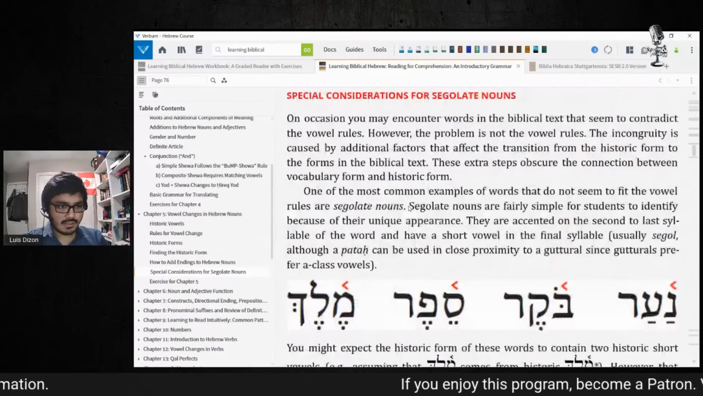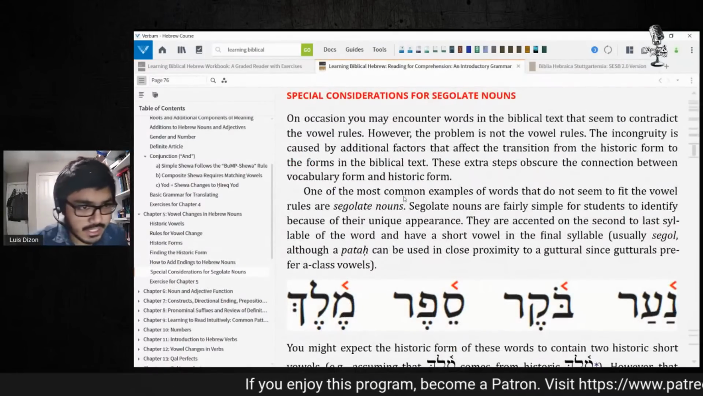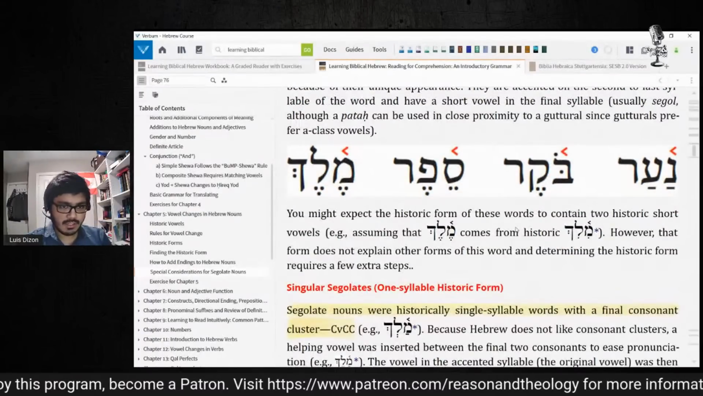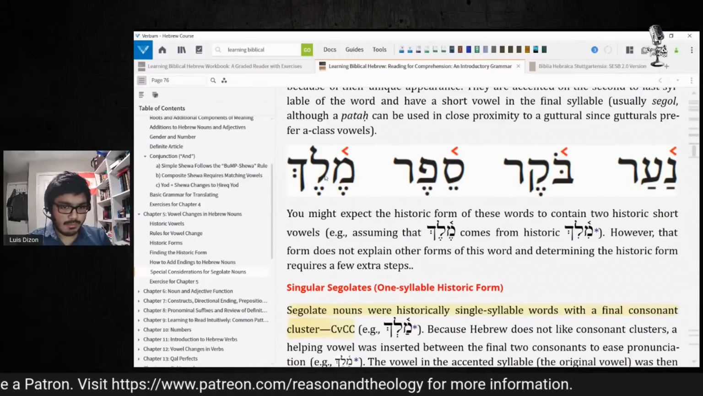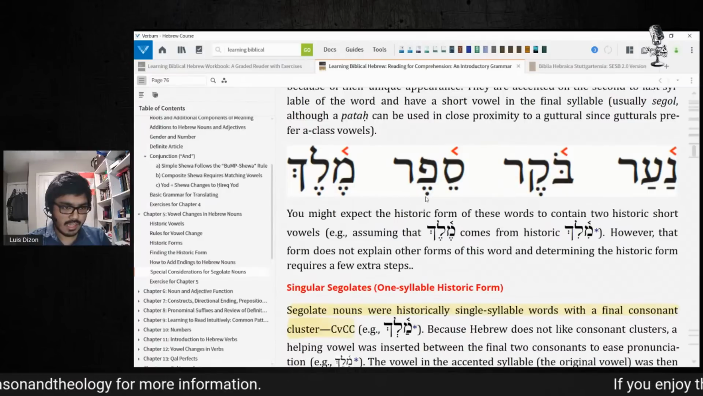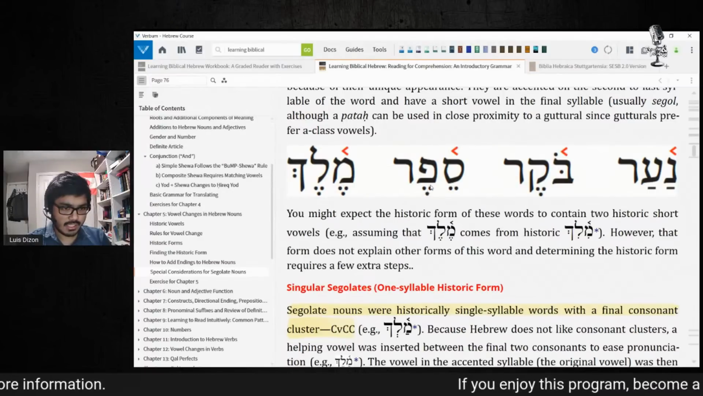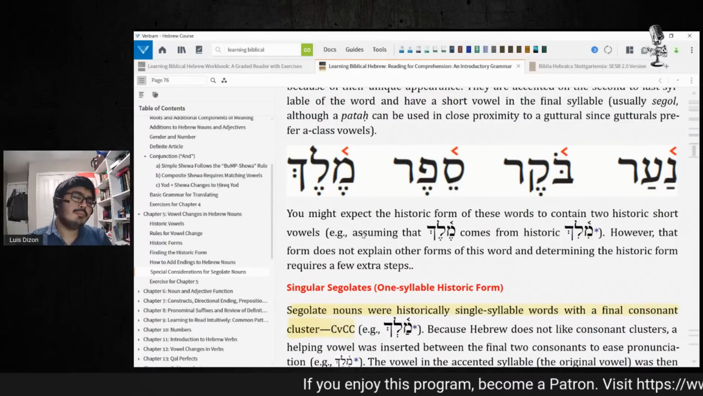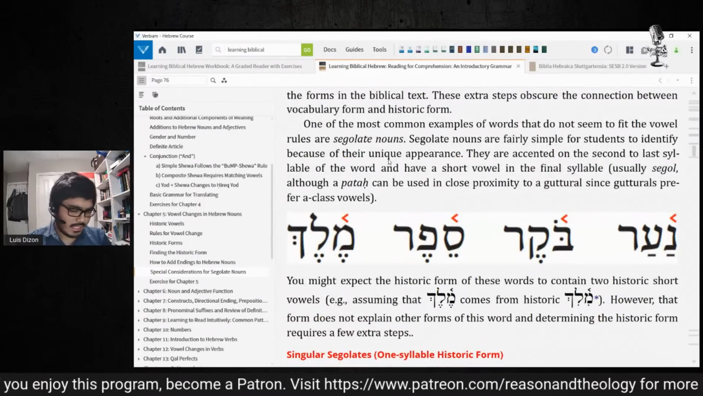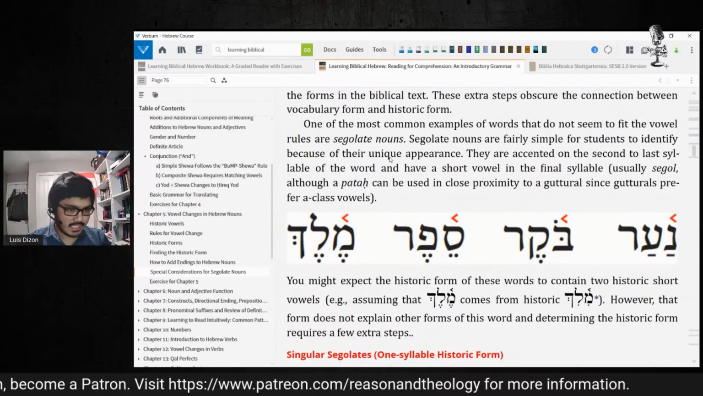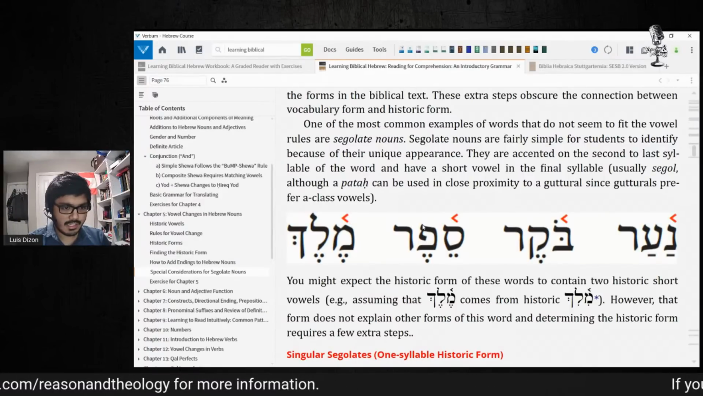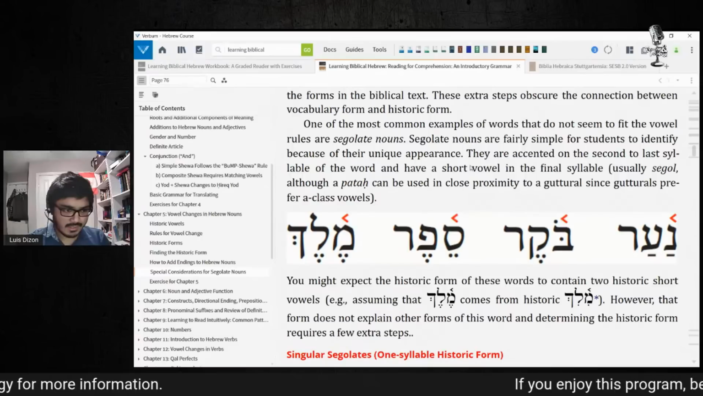One last thing. There is a section here on special considerations for segolate nouns. A segolate noun is one which has a certain form, such as sefer and melech. It's called segolate because you can see the last syllable has a segol in it. Also, we mentioned that usually in a noun the accent is on the last syllable. In segolate nouns, it's on the second to last syllable. It's melech and sefer and then boker.